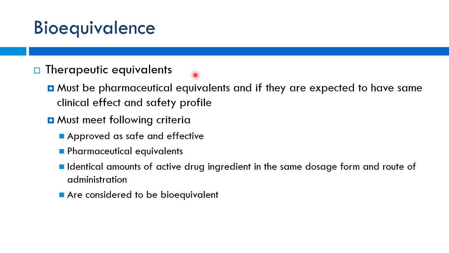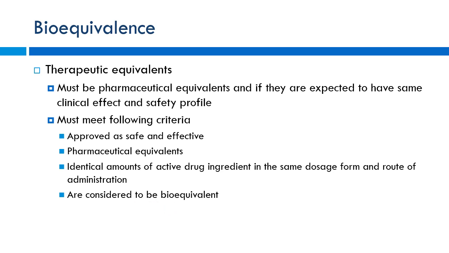And then there are going to be therapeutic equivalents. These are things that are already pharmaceutical equivalents, but again, they're shown to have the same clinical effect and safety. So this is what the FDA is looking for to make sure that we can give these interchangeably with one another. They have to prove that they're safe and effective, show that they're pharmaceutical equivalents, right? So they have the same drug and same dosage form and all that. They have to have identical amounts, and then be considered bioequivalent.